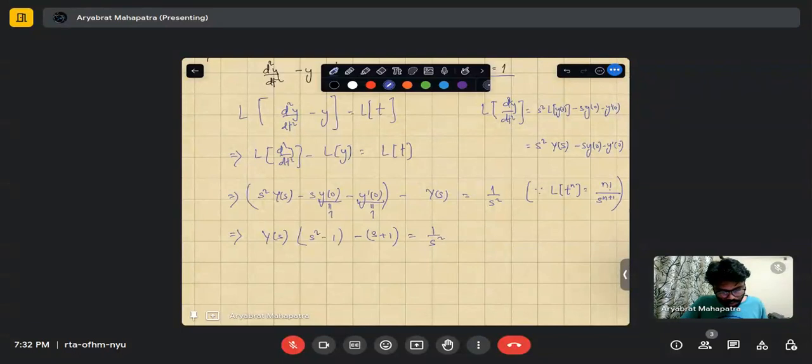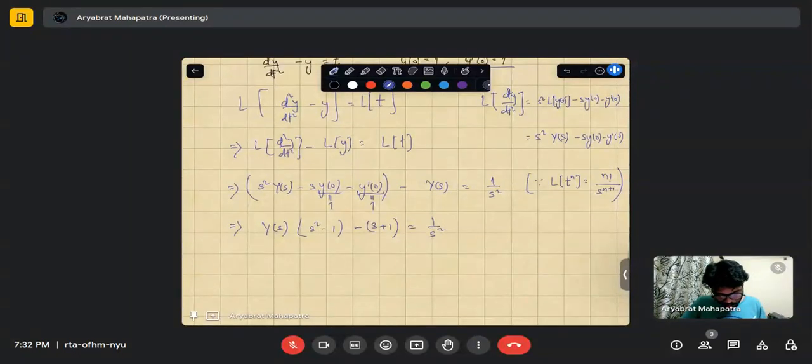Now you have to write what Y of s is from here. Your Y of s is basically 1 over s square minus 1 times s plus 1 plus 1 over s square, that is 1 over s minus 1 plus 1 over s square times s square minus 1.